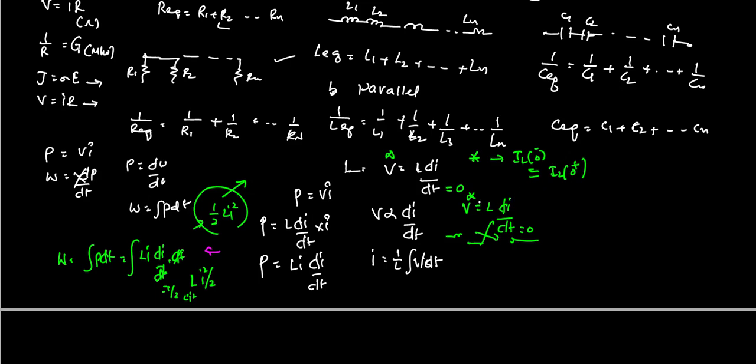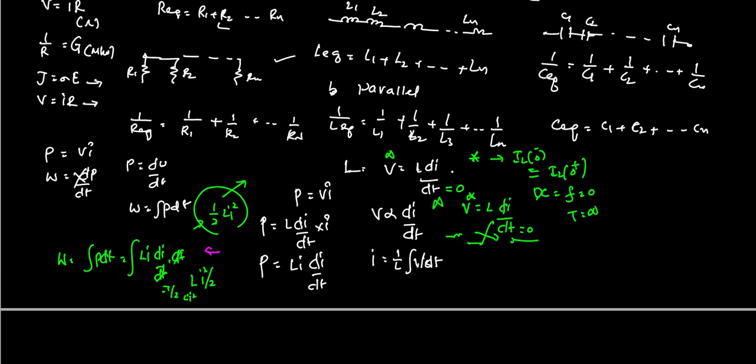You can see here for DC what happens: frequency equal to 0. Frequency equal to 0 means what happens to time? Time equal to infinity.